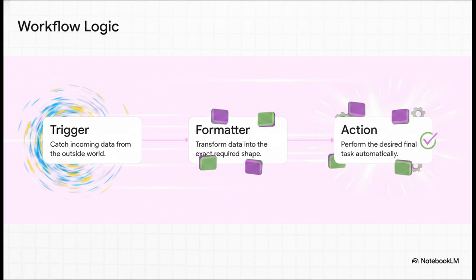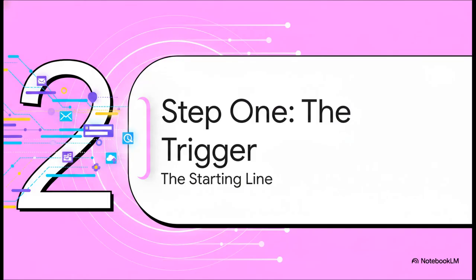Every successful workflow essentially follows this exact same visual architecture. We start with a trigger to actually catch the incoming data. Then we use a formatter to transform that data into the exact shape we need. And we finish up by connecting the action to actually perform the task we want. Just 3 clear logical steps to save hours of your life. Moving right along.